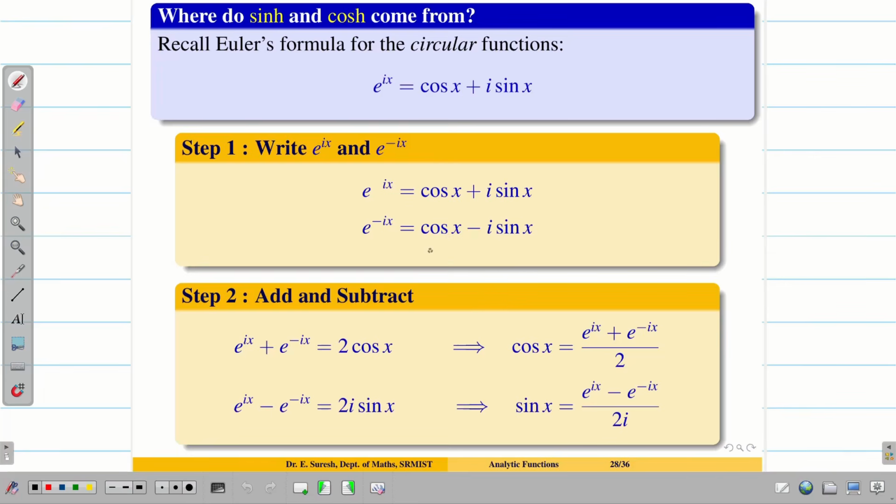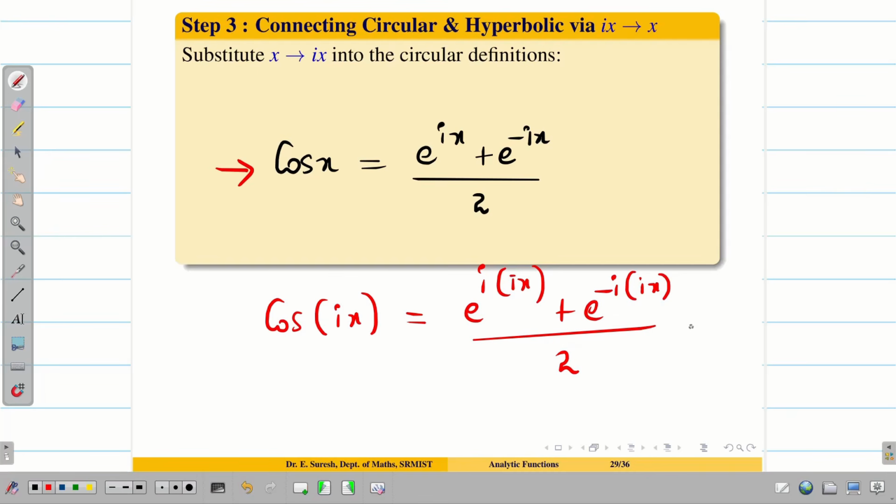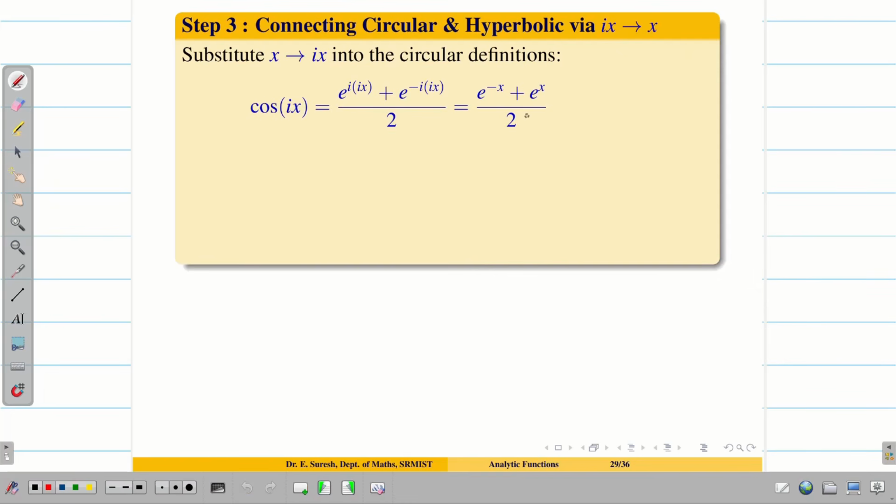We can see the typed version. So we know that the cos x formula is e power ix plus e power minus ix by 2. If I replace x by ix, we get e power i of ix plus e power minus i into ix divided by 2. That is e power minus x plus e power plus x, because i into i is i square, which is minus 1. We get minus x here, and here minus i square is plus x. Therefore, cos ix is e power x plus e power minus x by 2. So we say this as cosh x. So cos ix is cosh x.